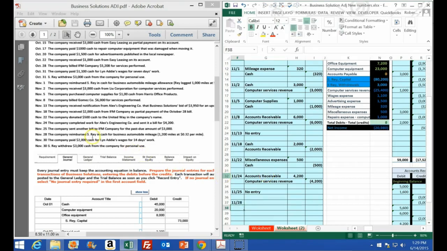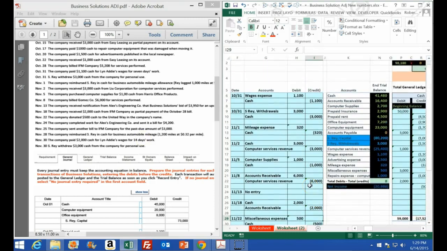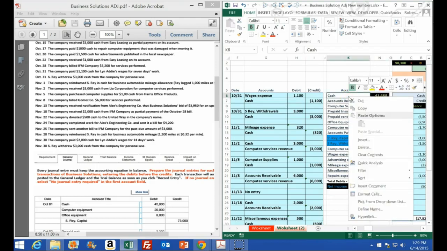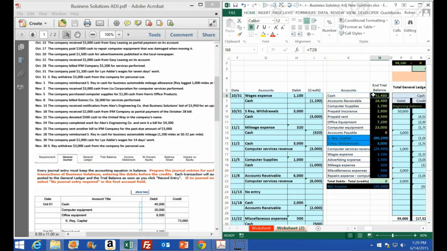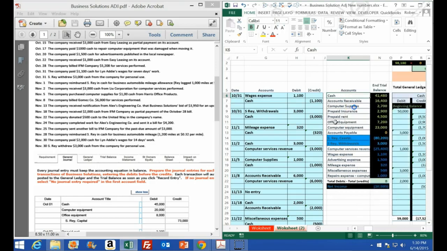1128. The company reimbursed S-Ray in cash for business automobile mileage. Same thing. So we did mileage, our mileage on it. The company's reimbursing us. Is cash affected? Yes, the cash is going down from the company's account. Cash is a debit balance. How do we make it go down? We do the opposite thing to it, which would be a credit.